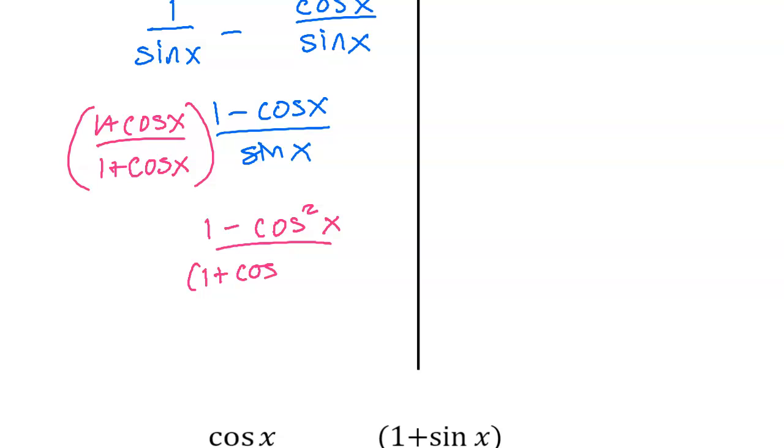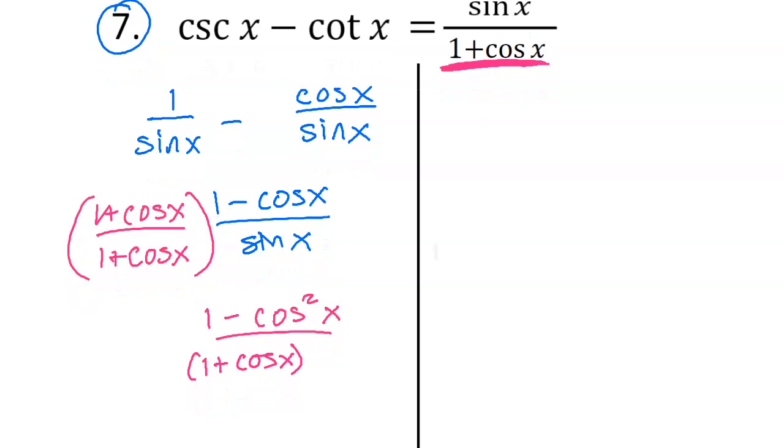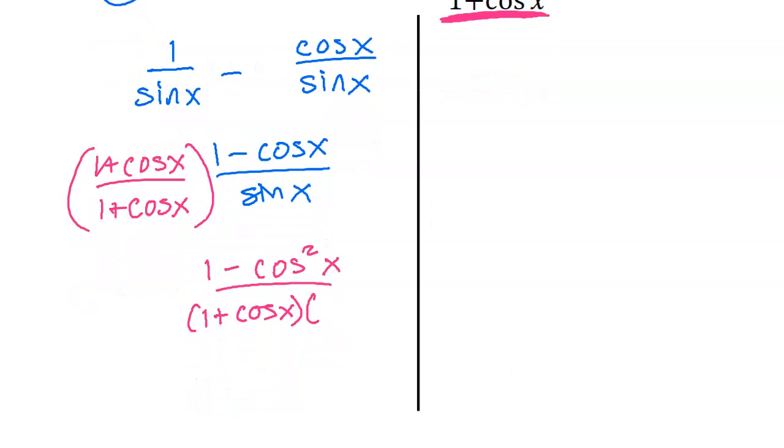I'm going to keep the denominator separate because remember I'm trying to get to 1 plus cosine of x. I'm not trying to get rid of it. I'm not trying to distribute in. So I'm going to leave them separate for now. Yes, whenever you have a 1 and a squared trig function, you should think of the Pythagorean identities. And when I look at my Pythagorean identities, I see 1 minus cosine squared of x is equal to sine squared of x. So that whole numerator is sine squared of x.